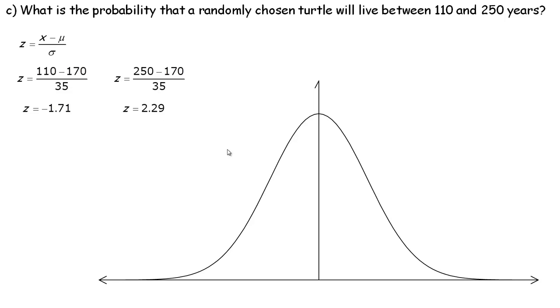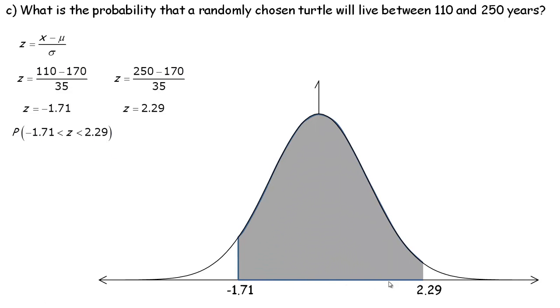Now, this is what it looks like in a normal curve. Here's the negative 1.71, and here's the 2.29. So we want the probability that a randomly chosen turtle is between these years, so it's the same as between these two z-scores, because this z-score calculation basically transformed this, so we can use the particular mean and standard deviation we have. So between 110 and 250 is the same as between negative 1.71 standard deviations below and 2.29 above. Now, basically what it looks like is this. We're looking for this whole area between the two of these.